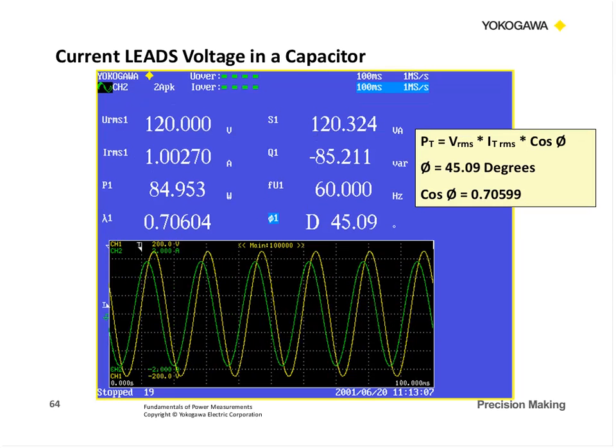Then a current leads a voltage in a capacitor. So again, I had my D for lead at 45.09 degrees. The cosine of 45.09 is 0.70599, and here we measured this a little bit different, 0.706, rounded off a little bit. But basically the same.